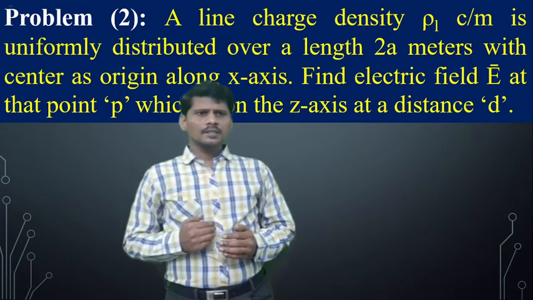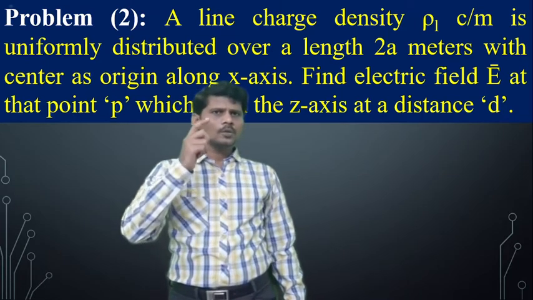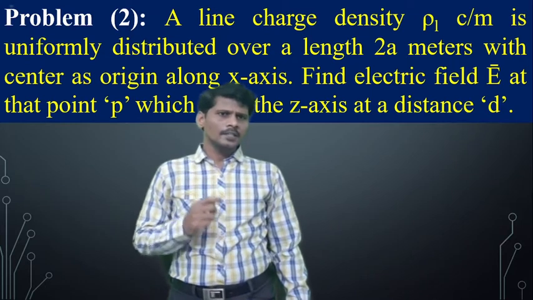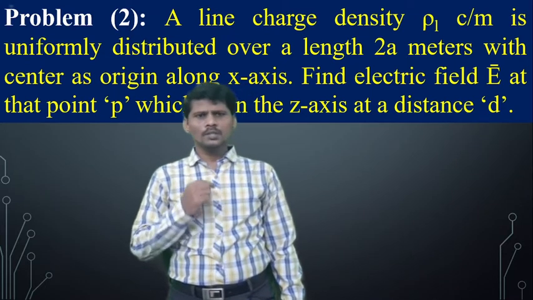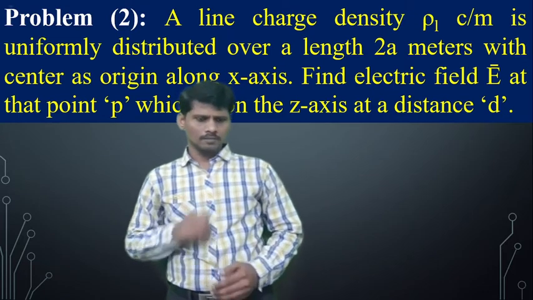And here we calculate the electric field intensity at a point P. That point P is located on the z-axis at a distance d meters from the origin.